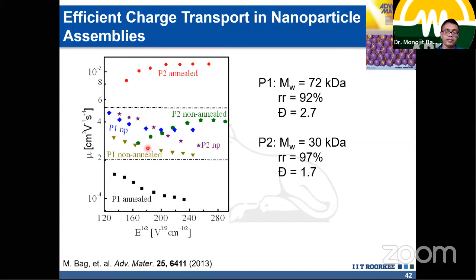Now, if you make them as nanoparticles, then you basically control this edge-on, face-on packing, and you can easily get mobility in the range of 2 to 5 times 10 to the minus 4 cm squared per volt second. So then you can bring all these materials under the same roof for device applications. So that is another advantage. You can bring P1 or P2, and both will act equivalently, basically.